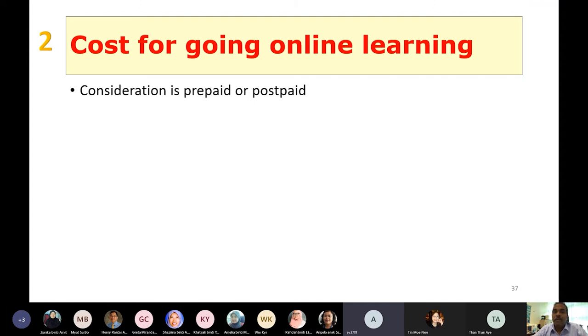Now, the second point that I'd like to highlight, when you want to consider whether we can actually do these things, is the cost of going online for learning. The consideration is whether it's prepaid or postpaid, and how the data is being used. For the time being, I just want to highlight myself: I'm actually using my data at the moment because the Wi-Fi here is quite weak, and I'm not able to sustain myself on the Wi-Fi signal.